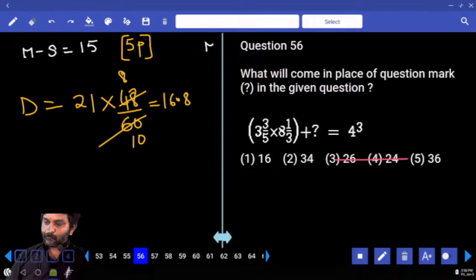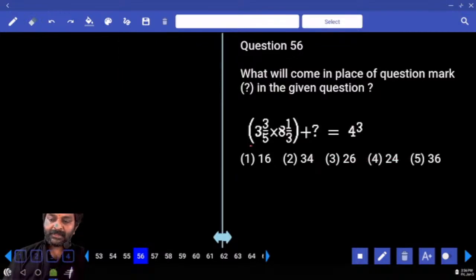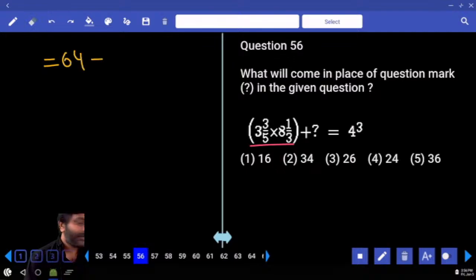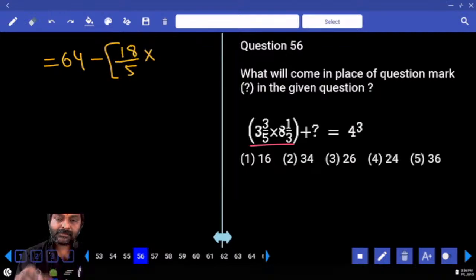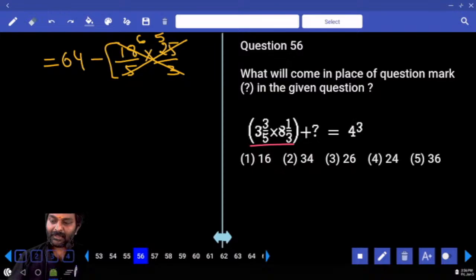Done? This fellow goes to the right hand side. Understood? 4 cube minus 3 by 5. 25 by 3. 5. 6 into 5. Answer.